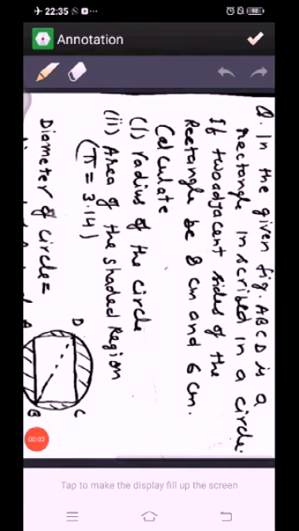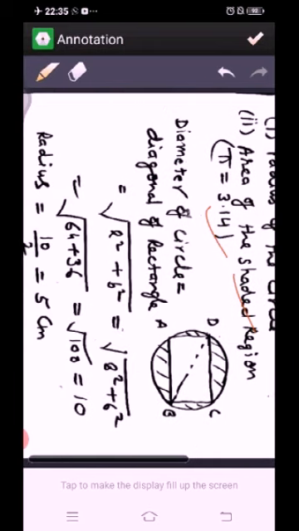Let us take another question. In the given figure, ABCD is a rectangle inscribed in a circle. If two adjacent sides of the rectangle are 8 centimeter and 6 centimeter, calculate the radius of the circle and the area of the shaded region, and pi is given as 3.14. So you see the circle and rectangle are given here. You can see rectangle ABCD is inscribed in the circle. So here this diameter will be the diagonal of the rectangle.